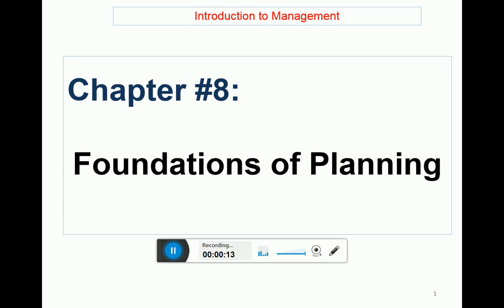Students, today we are going to discuss the 8th lecture of the management course, and the content of the 8th lecture, that is foundations of planning. Simply stated, this 8th lecture is totally about planning. Now here we will discuss what planning is, and what the different elements of a plan or the planning process are.